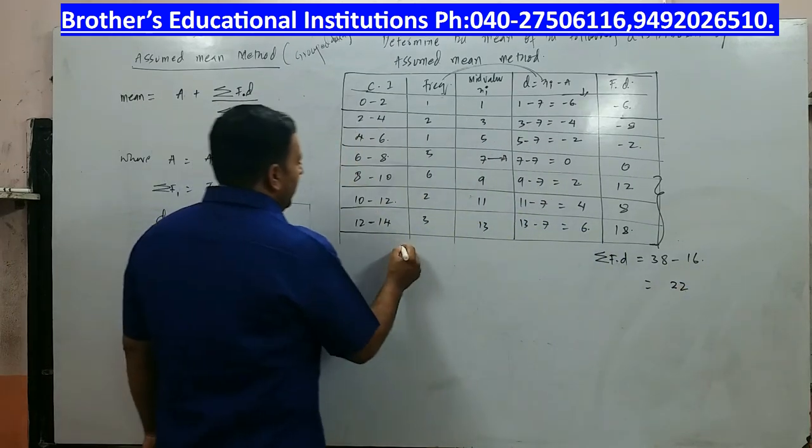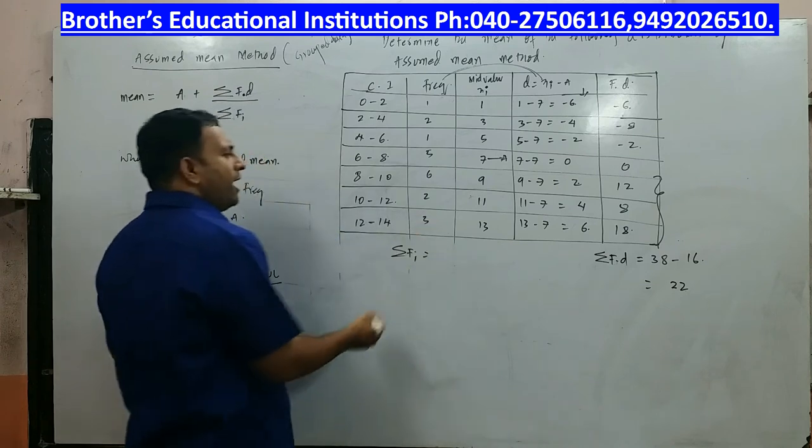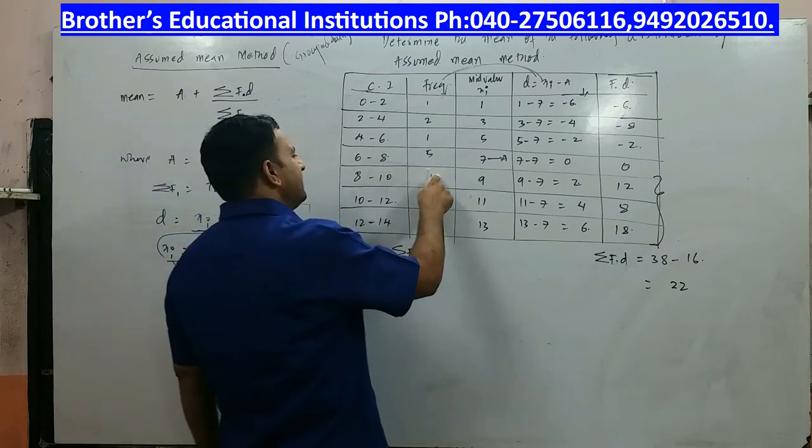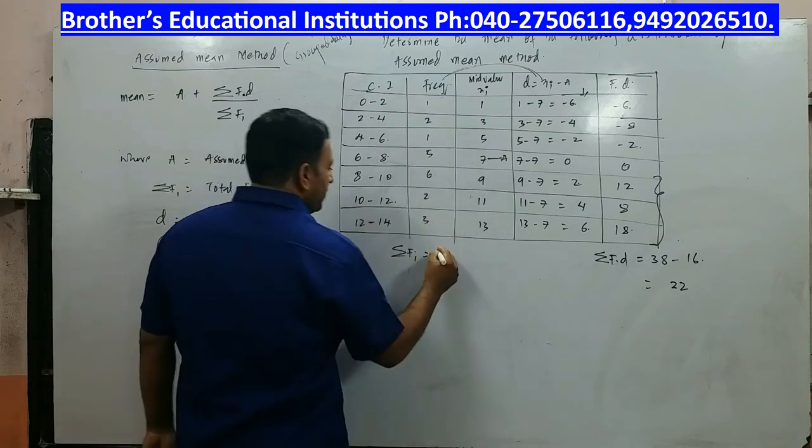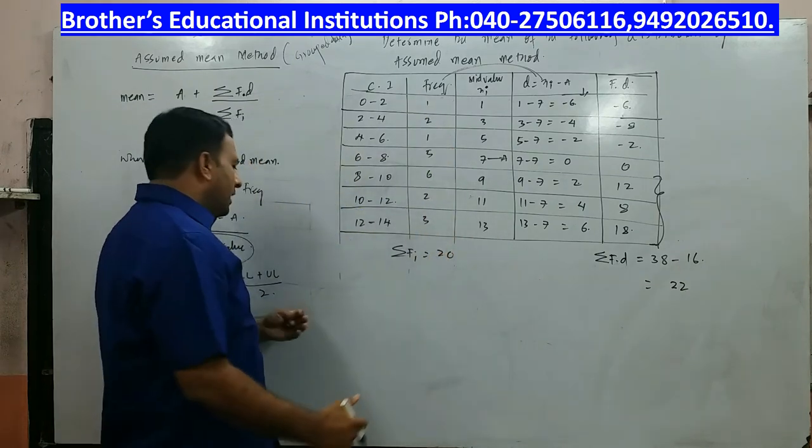Now I need to calculate sigma Fi. I need to add up these things. 3 plus 2 is 5, 5 plus 6 is 11, 11 plus 5 is 16, 16 plus 1 is 17, 18, 19, 20. This is equal to 20. Now let us apply the formula.